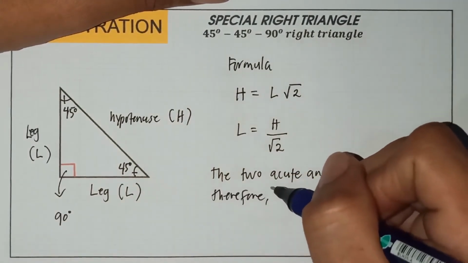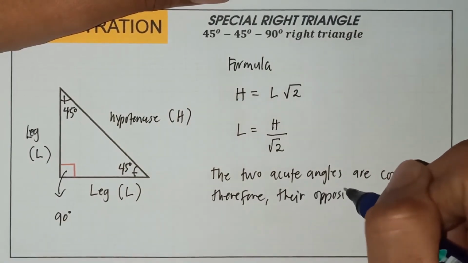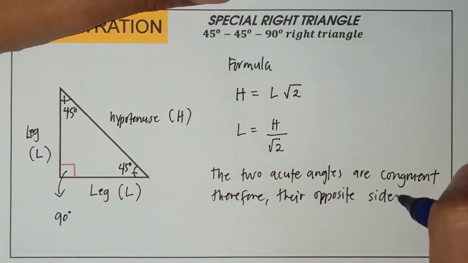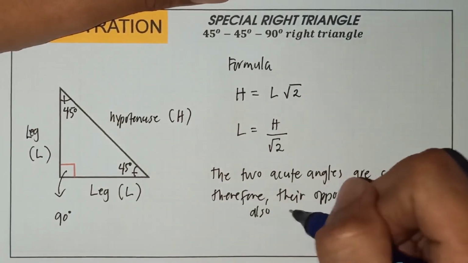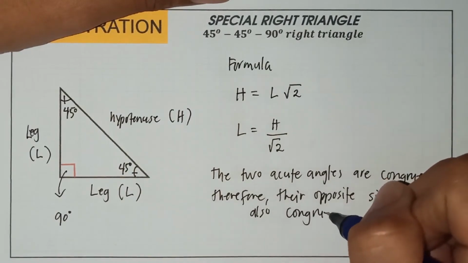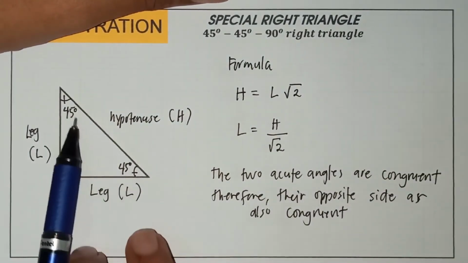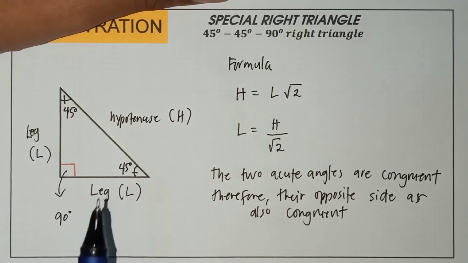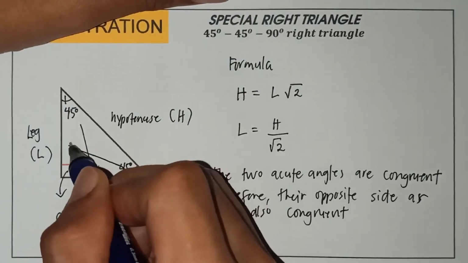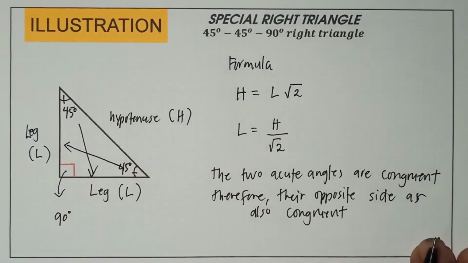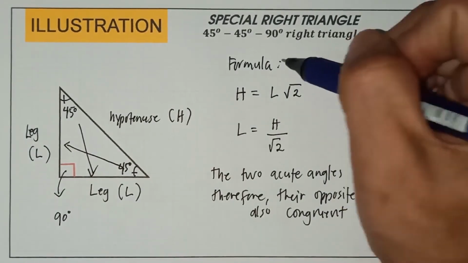Therefore, the opposite sides are also congruent. Meaning to say, since the two angles here are equal or congruent, even their opposite sides are now equal. So later on, I will give you an example on how to use or apply the formula in 45, 45, 90 right triangles.